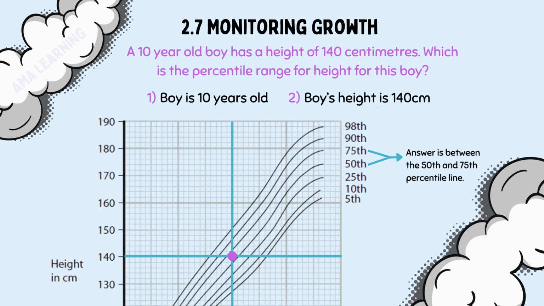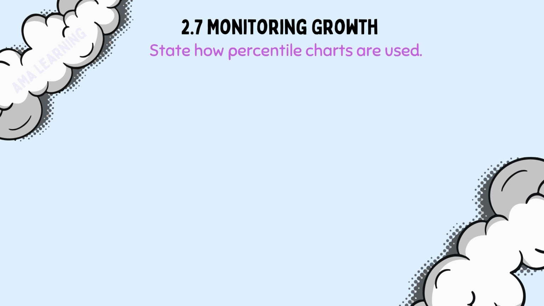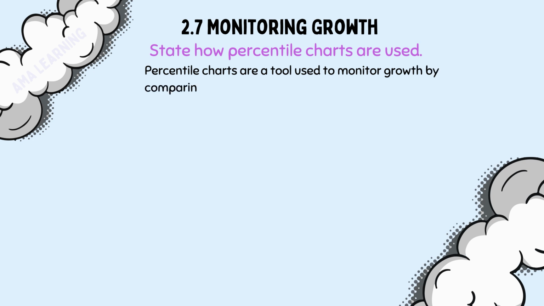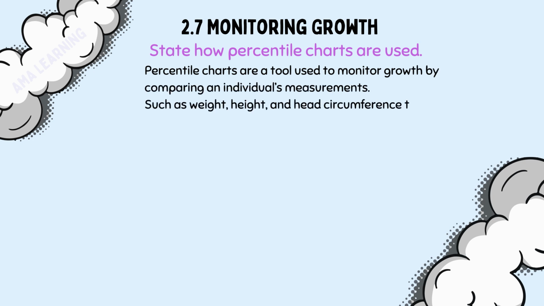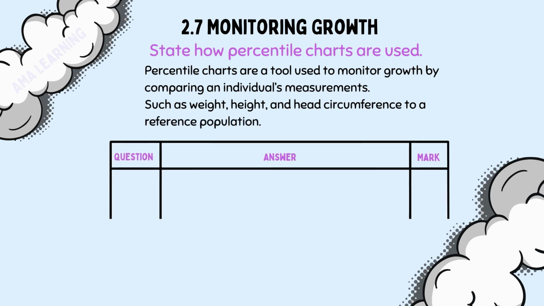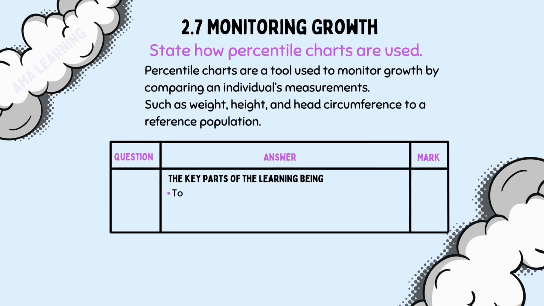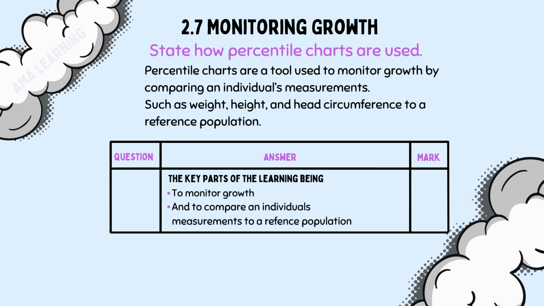Let's try this GCSE style question about percentile charts. According to what we have learnt, percentile charts are a tool used to monitor growth by comparing an individual's measurements, such as weight, height, and head circumference, to a reference population. The key parts of the learning being to monitor growth and to compare an individual's measurements to a reference population. If we compare our learning to the mark scheme, we would have got full marks. It is only a 1-mark question. Either of the key parts of the learning would have got us the mark.